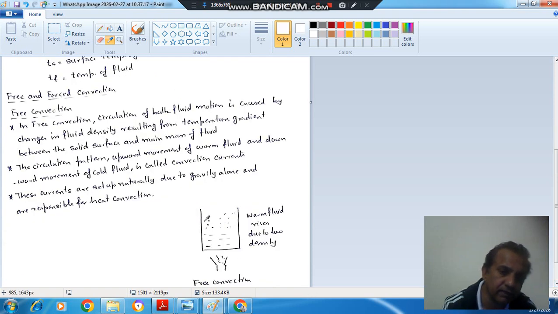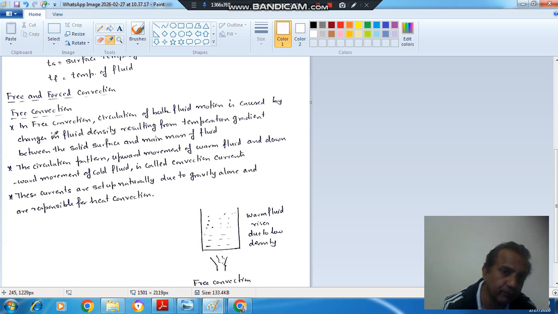In free convection, no external force is applied to make circulation of fluid. The fluid circulates automatically. Suppose this is your fluid. When this fluid gets heated, then the warm fluid will go upward and the cold fluid will go downward, and it will come in contact with this heated surface. Okay. So circulation occurs, and this process will go on and on. This process is called free convection.